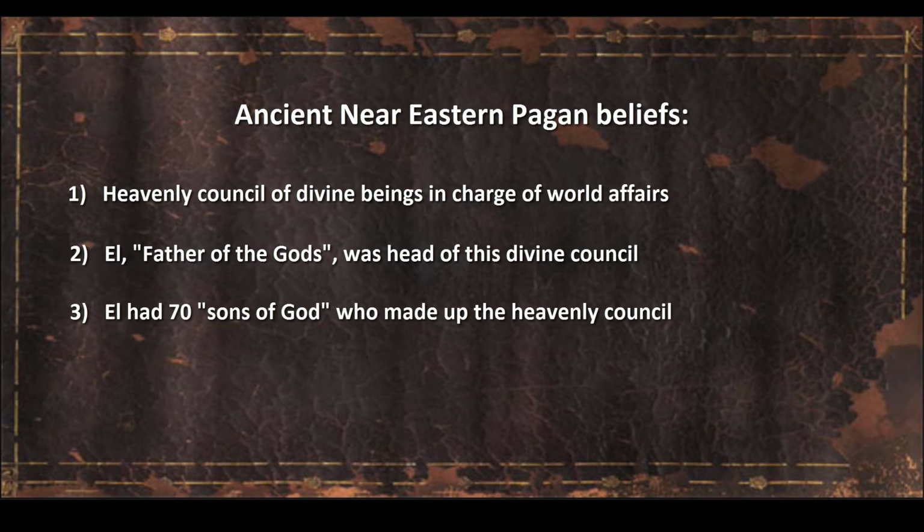He had 70 sons who were divine beings. So these were the 70 sons of God. And in the Canaanite mythology, these 70 sons of God influence the affairs of the world.